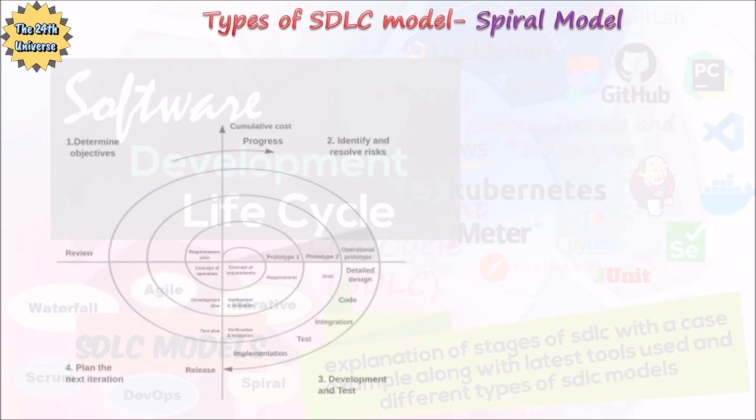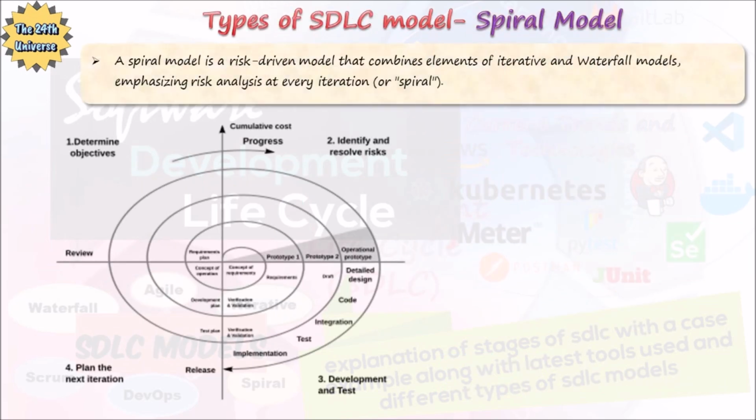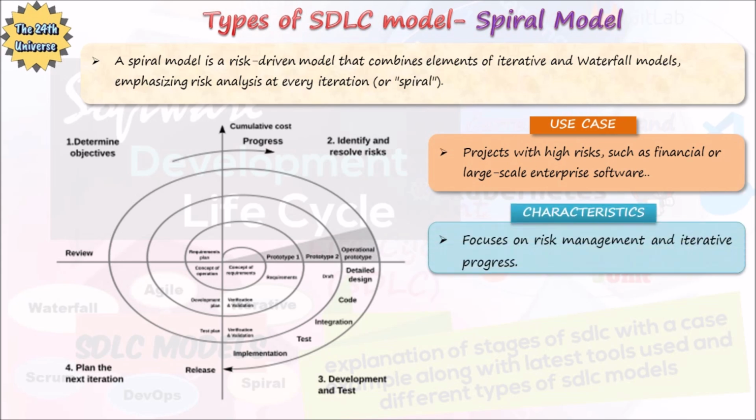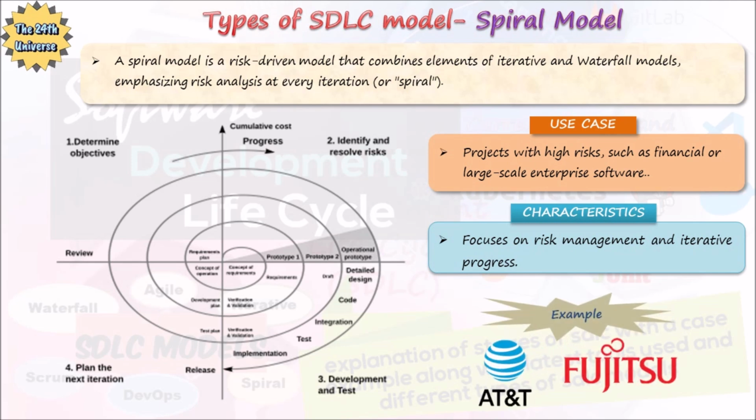A spiral model is a risk-driven model that combines elements of iterative and waterfall models, emphasizing risk analysis at every iteration or spiral. Spiral model is used in the projects with the high risk, such as financial or large-scale enterprise softwares. Characteristics of spiral model are: focuses on risk management and iterative progress. The example companies that use spiral model are AT&T, Fujitsu.